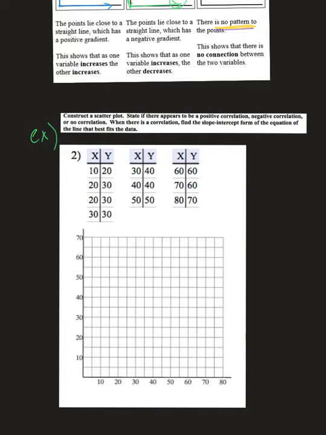Okay, so whenever you're given a graph, the very first thing you want to do is to plot all of your points. So we're just going to go through the table of values right here and just start plotting. So first one is 10, 20, make a point there, 20, 30, and then see this happens twice right here. We're not going to put another point there, we just leave it. So 30, 30.